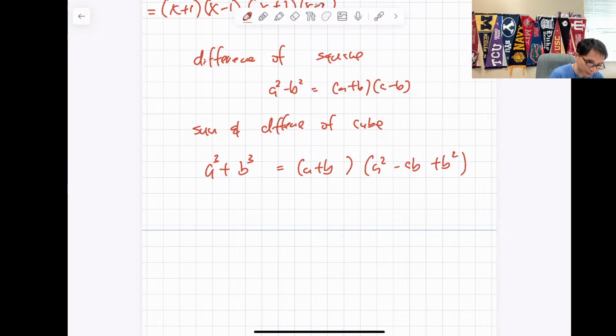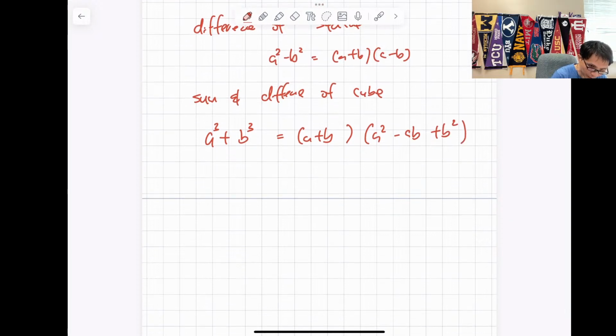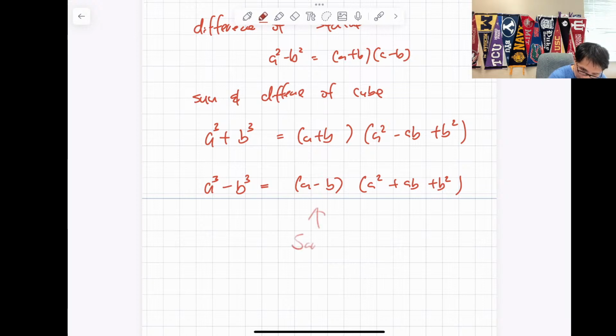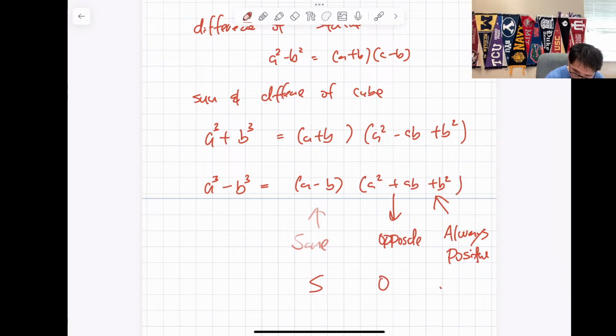Now this one's kind of hard to memorize, but I'll show you how to do it. A cubed minus b cubed equals a minus b times a squared plus ab plus b squared. Now, how do I memorize it? It's called SOAP. Same, opposite, always positive.